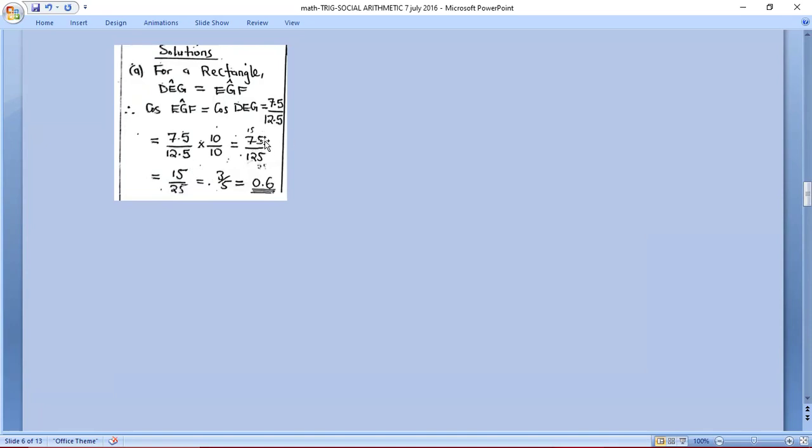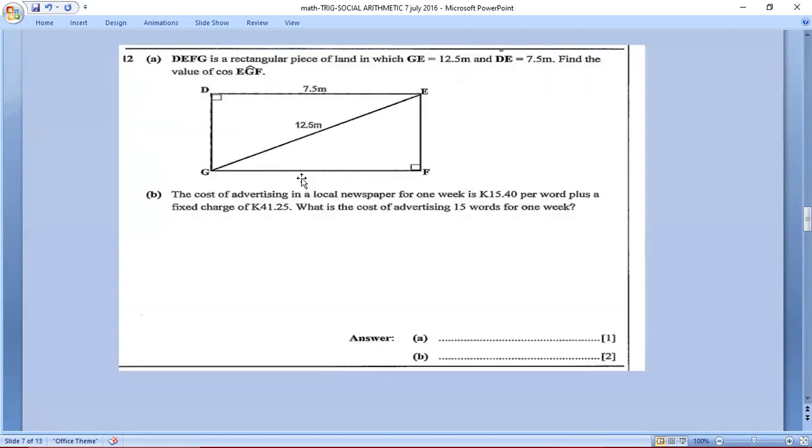Probably I used 5. So I said 5 into 75 into 7, it's 1, into 25 is 5. Yeah, so I used 5 into 25 and 5 into 125, which gave me 15 over 25. And then again 5 into 15 is 3. 5 into 25 is 5. So 3 over 5 is the same as 0.6, because 3 into 5 into 3, it can't, so it's 0. Add a 0 to the 3, then it becomes 5 into 30, it's 6. That's how we do that division. So we've solved for part A.